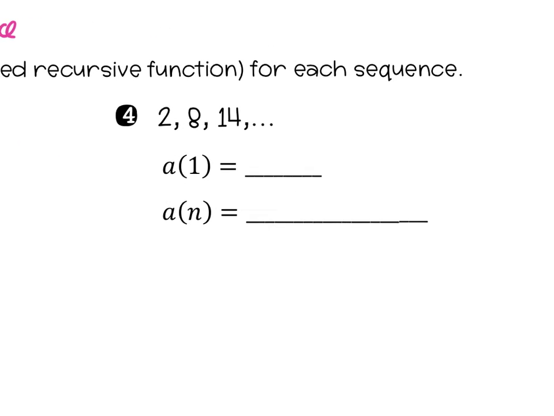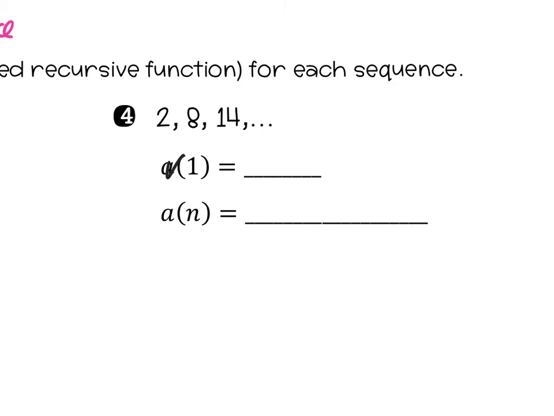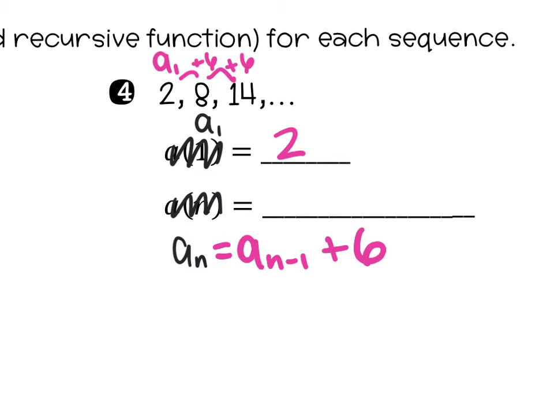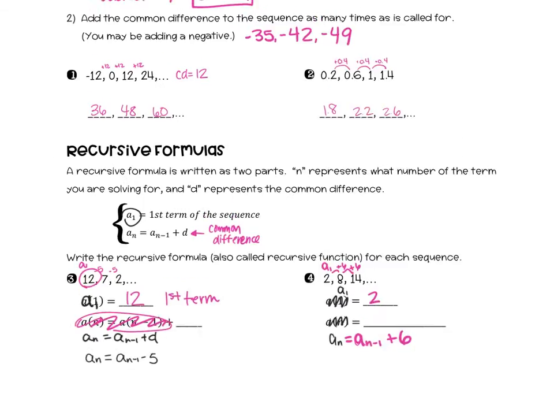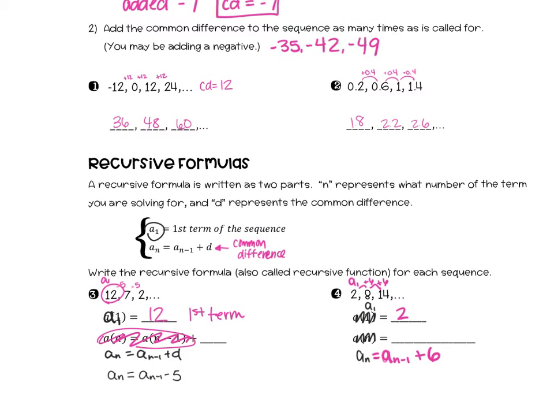So I want you to take a pause and see if you can do number 4. Remember, this was supposed to look like A1 and AN. Okay, if you are checking your answer, the first term, or A1, was 2, and then for the second part of the recursive sequence, I would say AN equals AN minus 1 plus 6. 6 was the common difference. We will start to plug in a number for N, but if they just want that formula, that's what we're looking at.